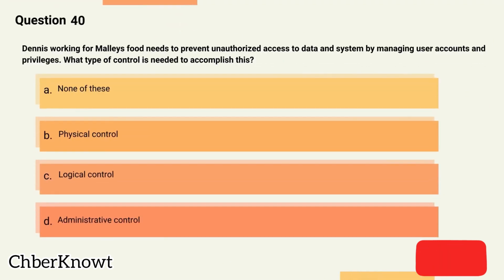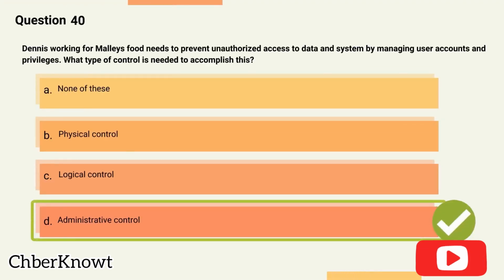Question 40. Dennis working for Mally's Food needs to prevent unauthorized access to data and systems by managing user accounts and privileges. What type of control is needed to accomplish this? Option A. Administrative control. Option B. Physical control. Option C. Logical control. Option D. Administrative control. The correct answer is option D.